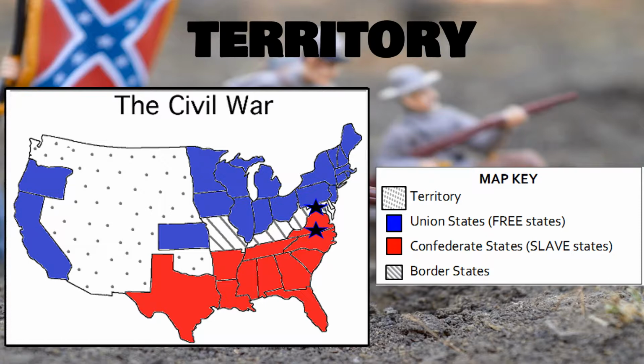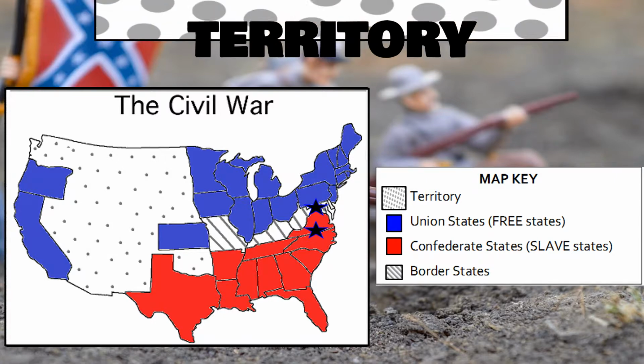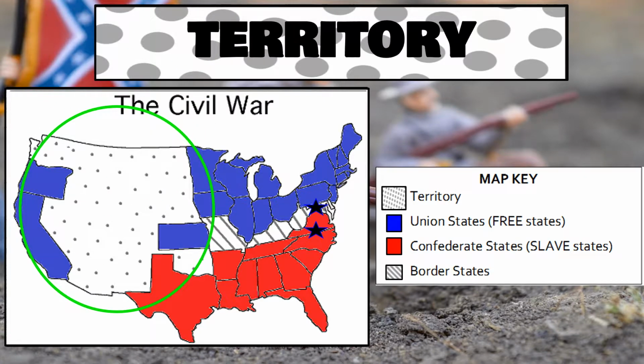All right, so now we have the territory. The territory is all these polka dots, okay? Now the polka dots are the regions or the region that has not necessarily been turned into states, but we own it.